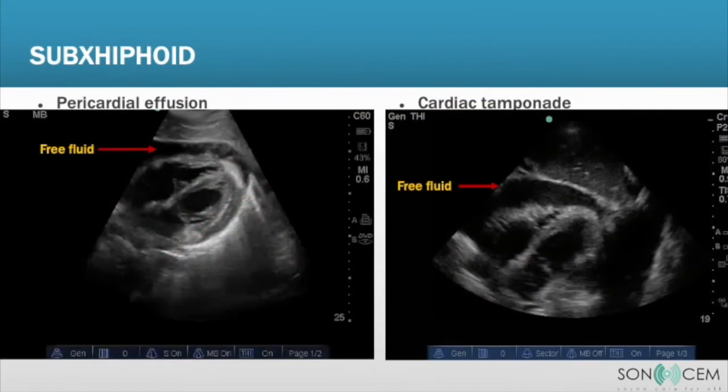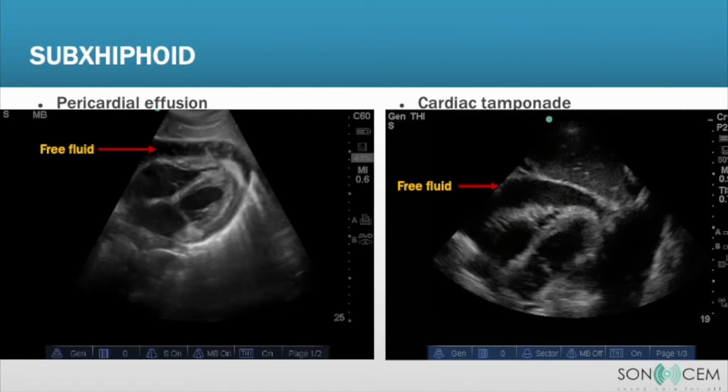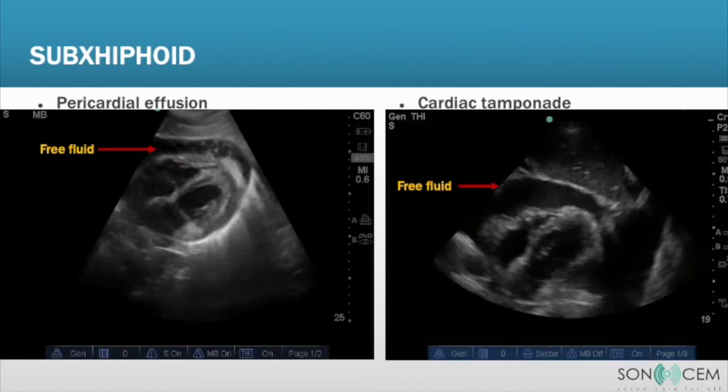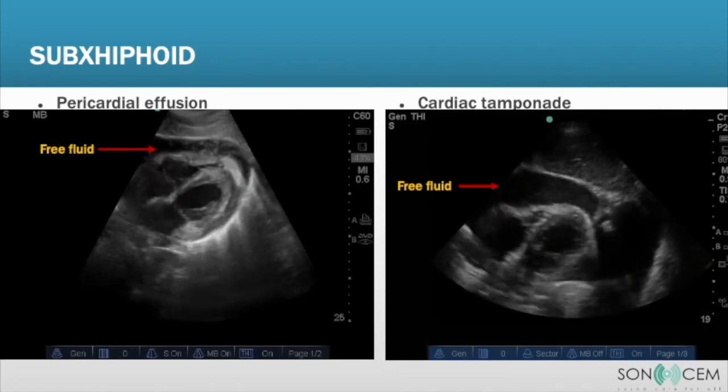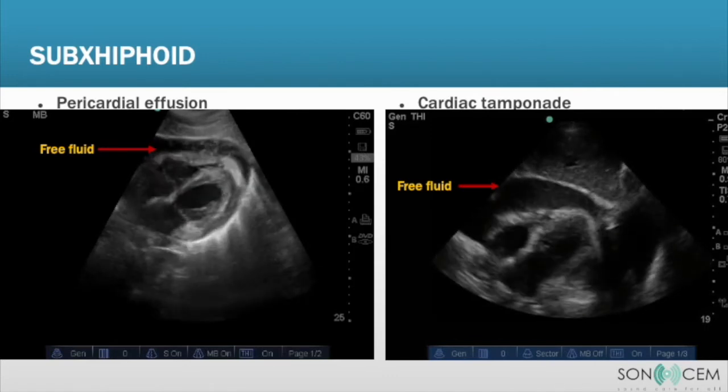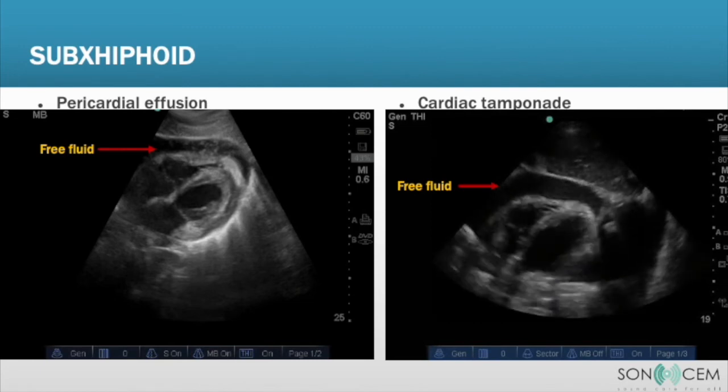The left video shows pericardial effusion. As you can see here, there is free fluid in the pericardial space. Compared to that, in the right side of the video, there is free fluid in the pericardial space, and at the same time, the right side of the heart is collapsed during diastole. This is what we call cardiac tamponade.